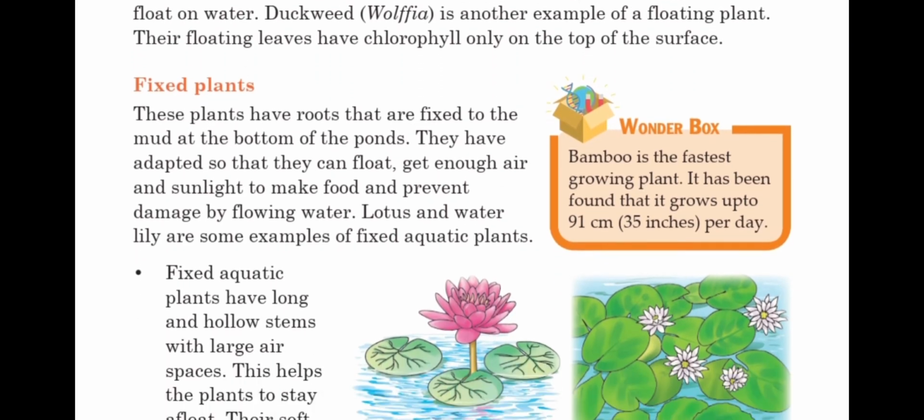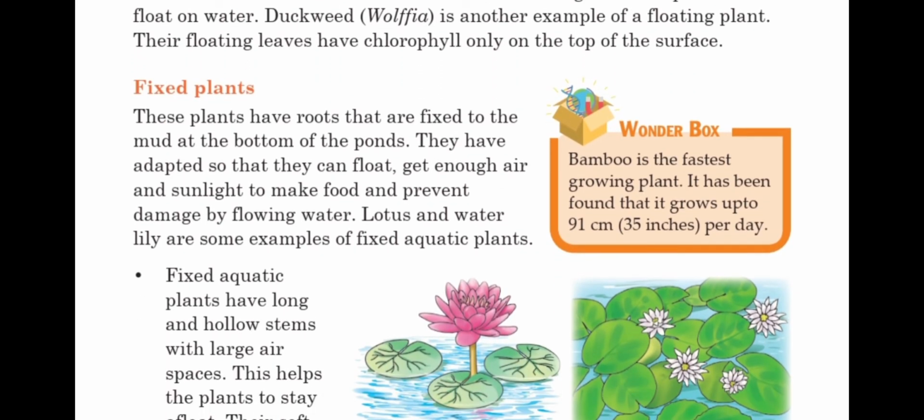Fixed plants. These plants have roots that are fixed to the mud at the bottom of the pond. They have adapted so that they can float, get enough air and sunlight to make food and prevent damage by flowing water. Lotus and water lily are some examples of fixed aquatic plants.